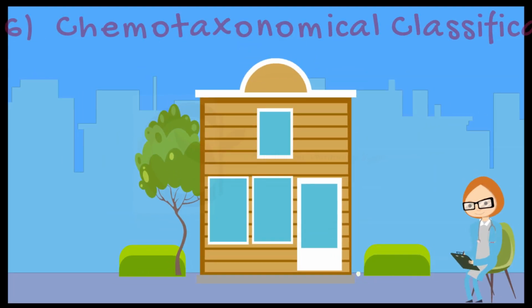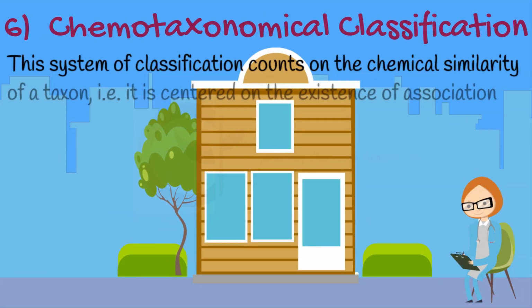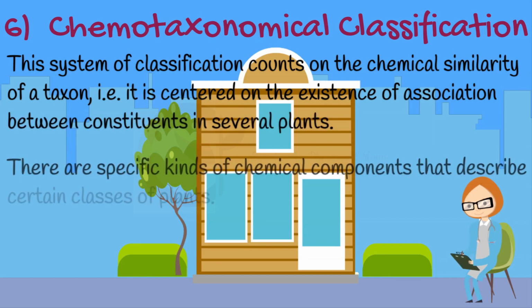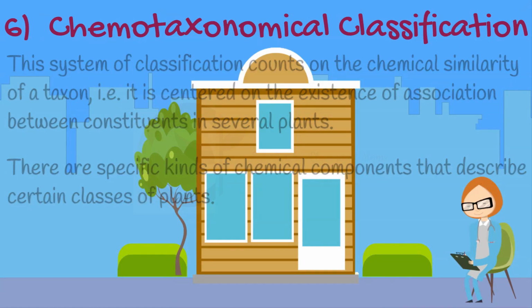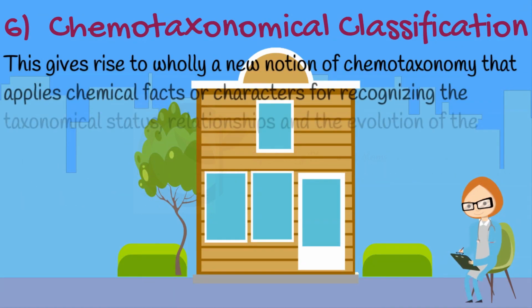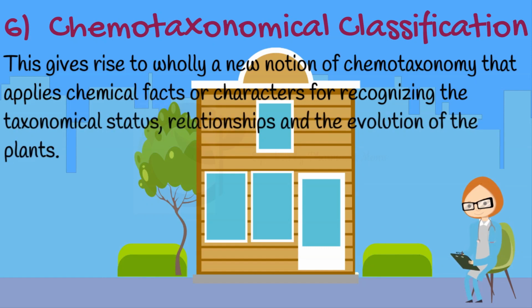Succeeding is chemotaxonomical classification. This system of classification counts on the chemical similarity of a taxon, that is, it is centered on the existence of association between constituents in several plants. There are specific kinds of chemical components that describe certain classes of plants. This gives rise to wholly a new notion of chemotaxonomy that applies chemical facts or characters for recognizing the taxonomical status, relationships, and the evolution of the plants.